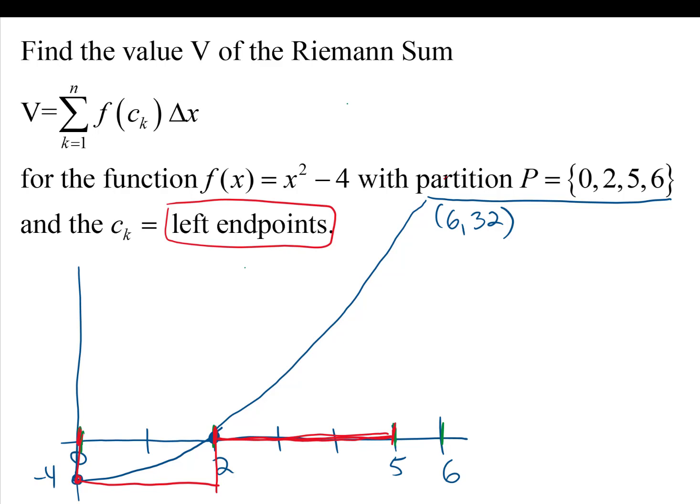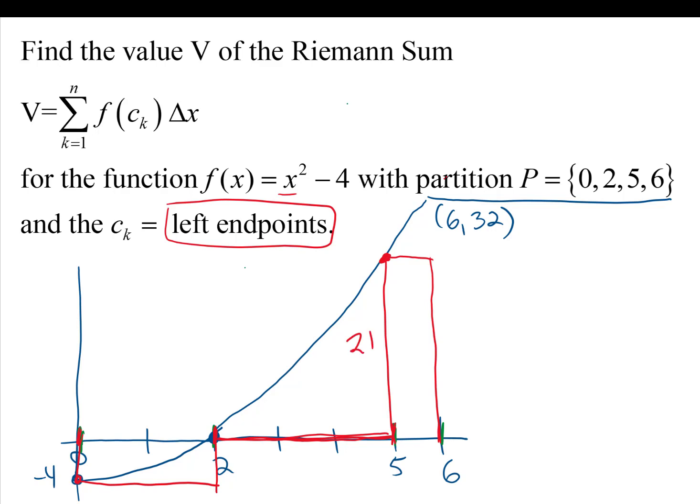And then our next one is between 5 and 6. So between 5 and 6, taking the left-hand endpoint, that would be right there. And here would be our skinnier rectangle. And let's figure out what that value is. If we put 5 in the function, we have 25 minus 4, so this height is 21.